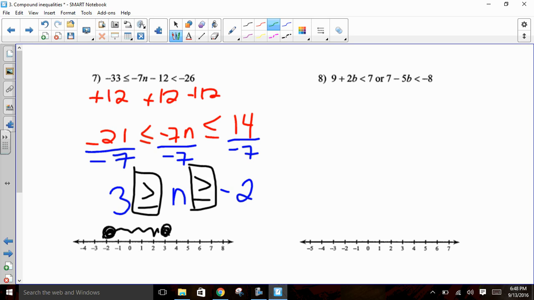Number 8 is, again, a little bit more intensive, but nothing you can't do. I want to get b by itself on that left side, so I'm going to subtract 9. So I have 2b is less than or equal to negative 2.